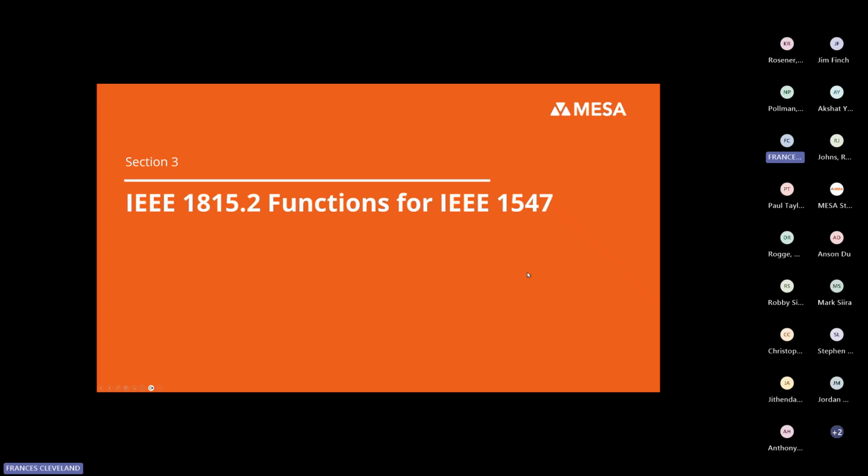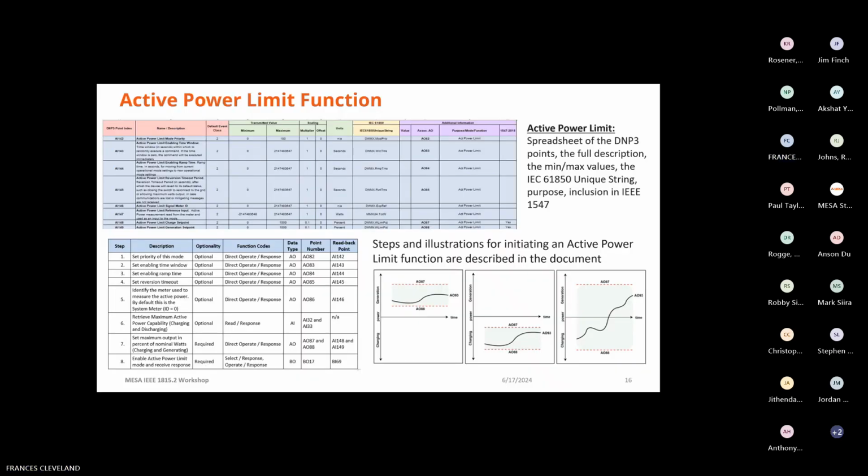Okay, moving right along. I'm going to cover, as examples, some of the functions that are used for 1547, so that you can see how this is used. Starting with the active power limit function, we see the spreadsheet, and you can see here the data points and the 61850 unique names that are associated with the active power function itself.